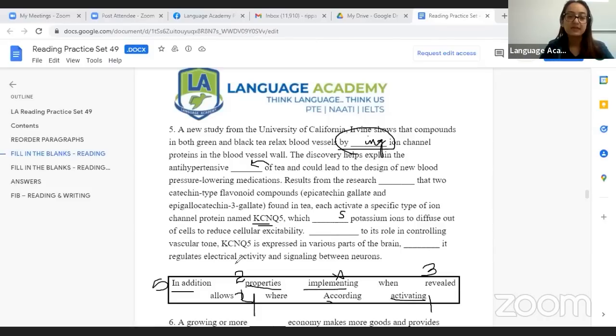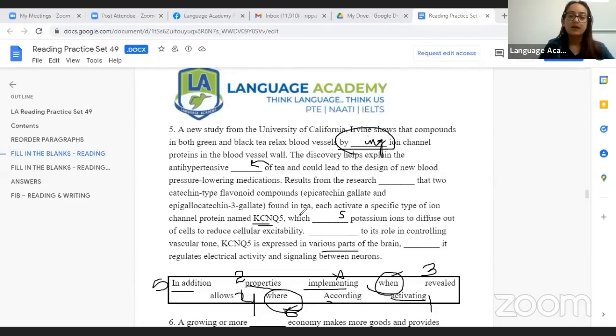Dash, it regulates electrical activity and signaling between neurons. So various parts of the brain we have talked about is the place where it is found. And whenever we talk about place, we can refer to the place with where or when. When is used to refer to time and where is used to refer to place. So they are saying it is found in the brain where it does this work, where it regulates electrical activity.